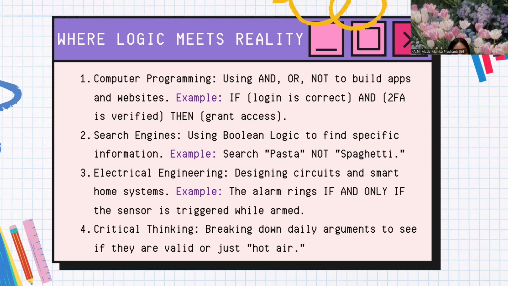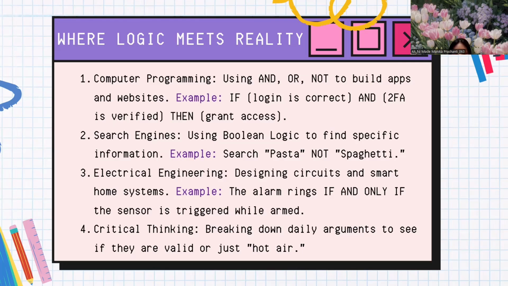It's also how we find information. When you use a search engine, you are using Boolean logic. If you're looking for a recipe but want to exclude a specific ingredient, you are using a negation, NOT, to filter your results. In engineering, we use logical connectives to design safety systems.